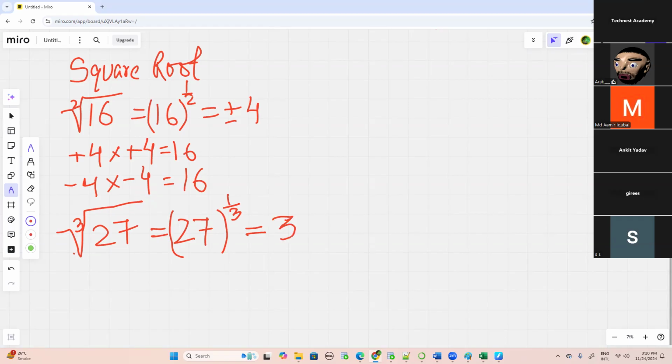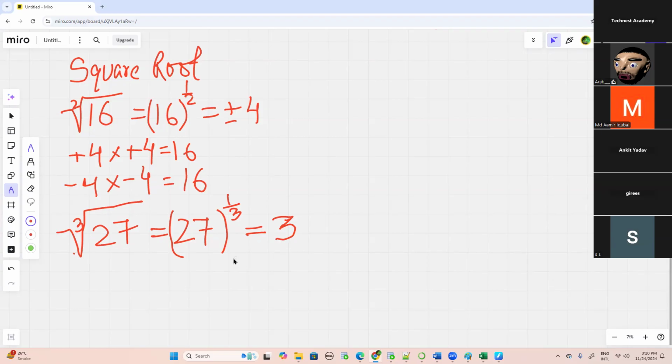If I ask you, okay, now prove it. How can you tell the cube root of 27 will be 3? What will be your justification for this? So 27 can be written as 3 to the power 3. So 3 to the power 3 into 1 by 3, we will get 3. That is the mathematical derivation, correct?